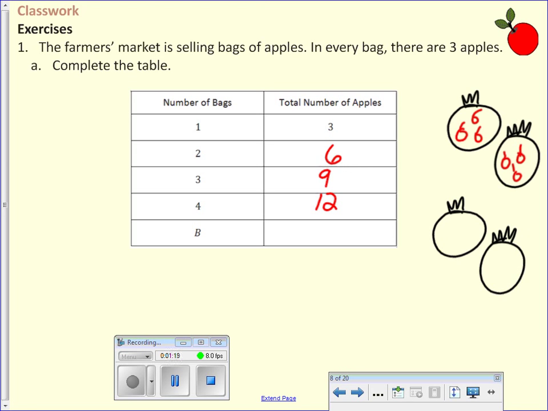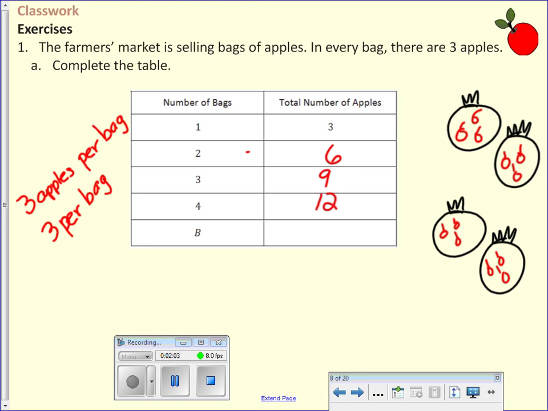So what am I doing every time per bag? How many apples are there per bag? You're adding 3 every bag, but you're just timesing. So I'm adding 3 each time? No, you're timesing. Right. So I'm taking the number of bags and multiplying it by 3 because I have 3 apples per bag.